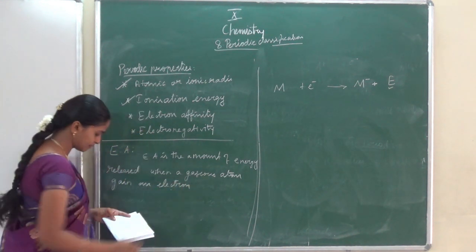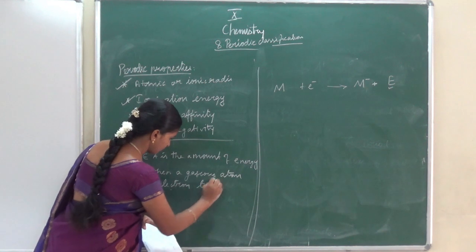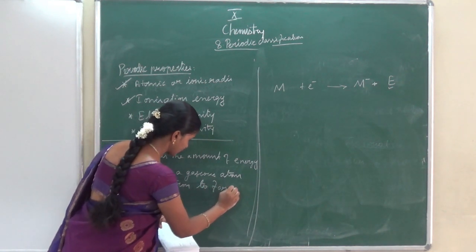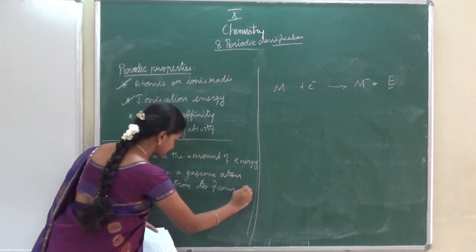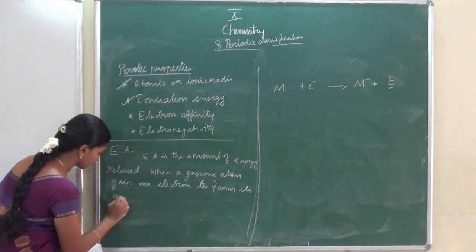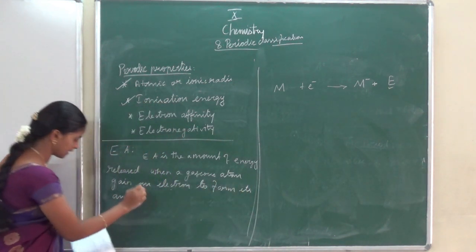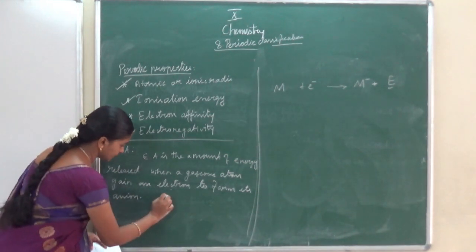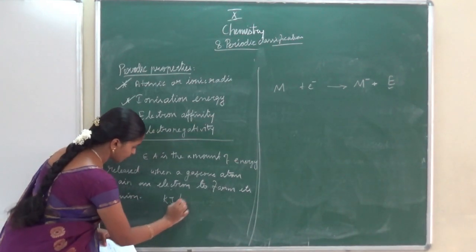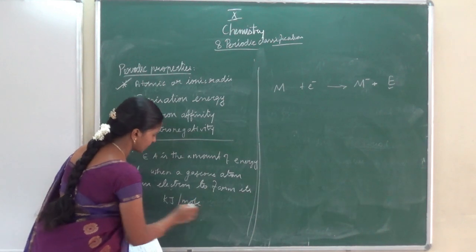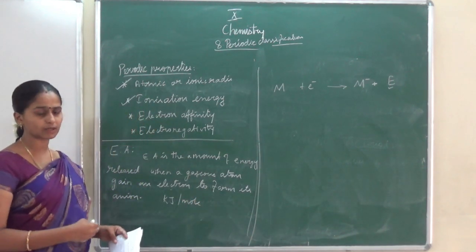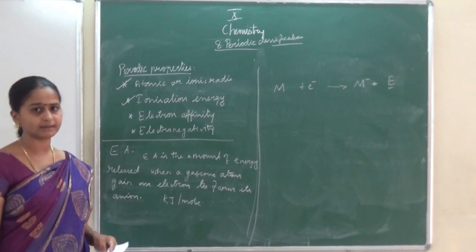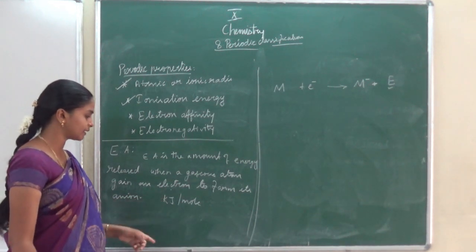Gains an electron to form its anion. The unit for this electron affinity is kilojoule per mole. Per mole, how many kilojoules of energy is released there. Like that we can measure this.